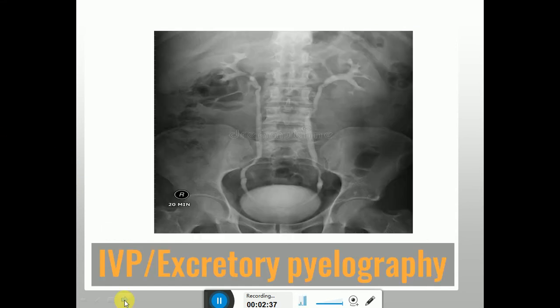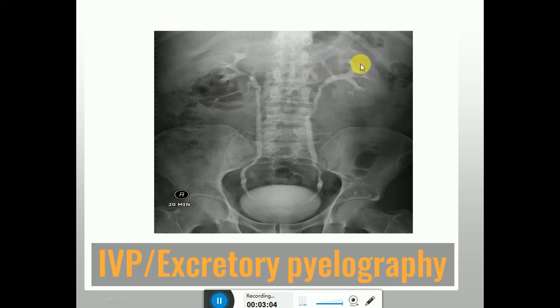And in the skiagrams or IVP, which can be seen here, you can see the dye. So what all can be seen? We can see the anatomical structures. Also, we can assess the functional status of the kidney. But here I would like to focus mainly on the anatomical structures which can be seen.